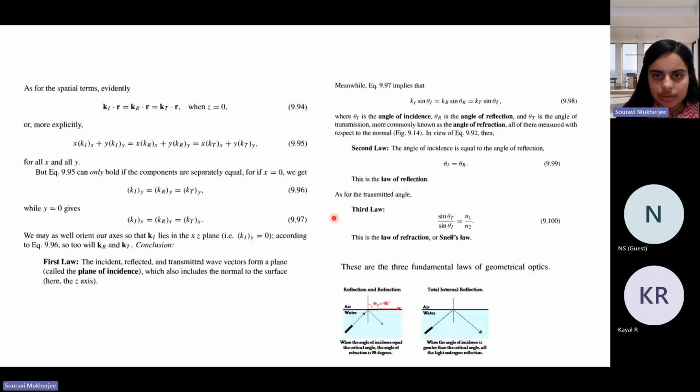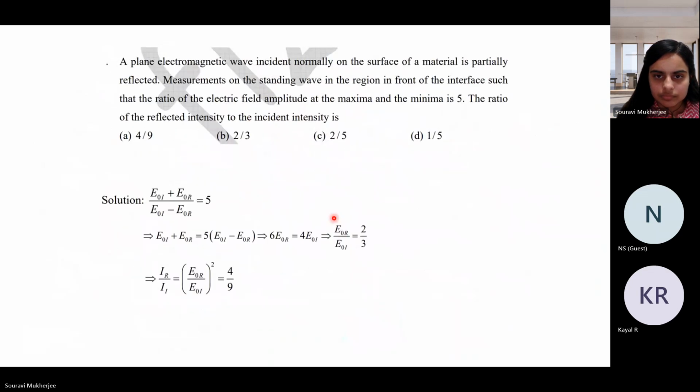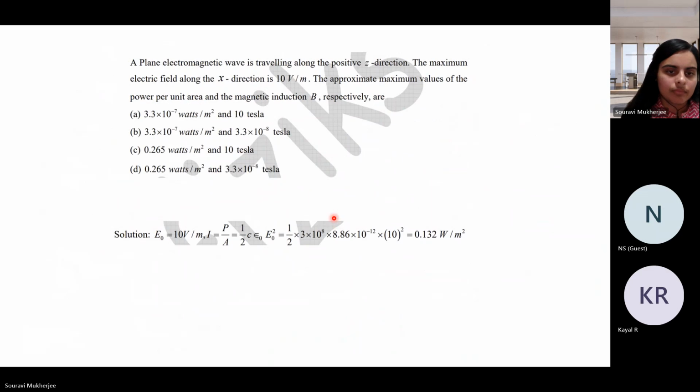So if you use the relation, what will you get? What is intensity? Power per unit area. And this is how it's related. So you can put those values in, and this is what you get. So this is your intensity.